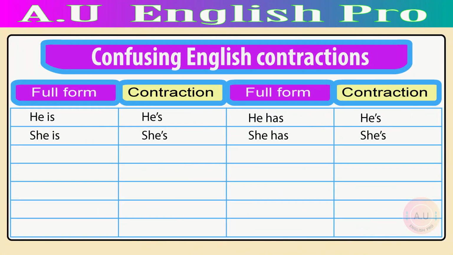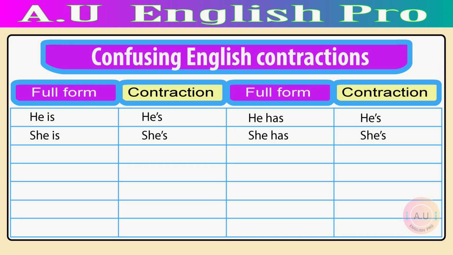Friends, as you know, 'he's' is the contraction of 'he is' and 'she's' is the contraction of 'she is'. Same as that, 'he's' is the contraction of 'he has' and 'she's' is the contraction of 'she has'. So the question is, friends, sometimes we get confused whether it is 'he is' or 'he has', or the other contraction like 'she is' or 'she has'. So today we are going to solve this issue.